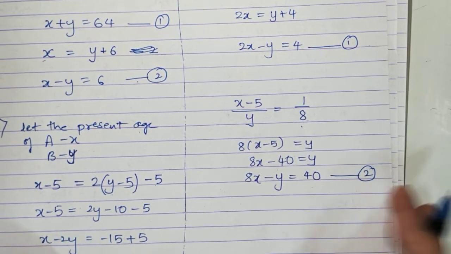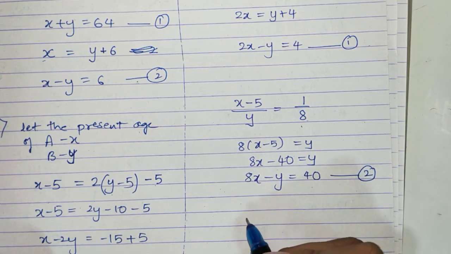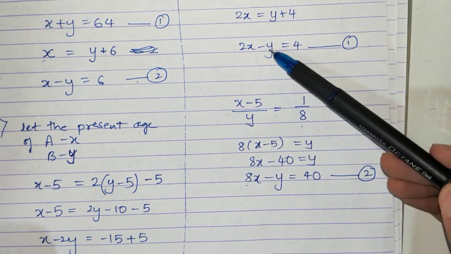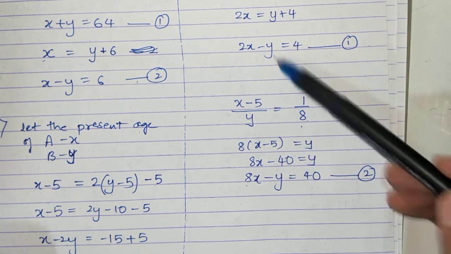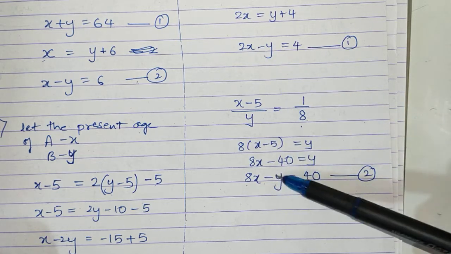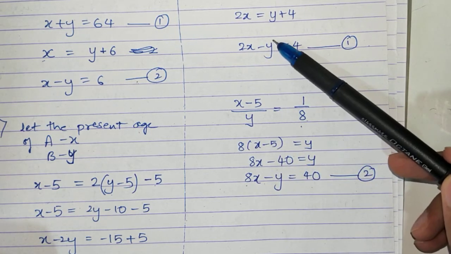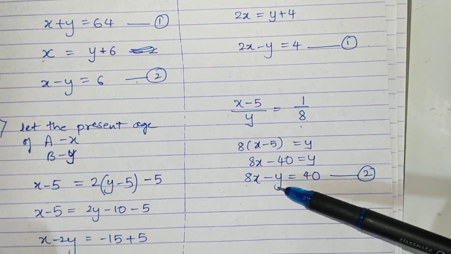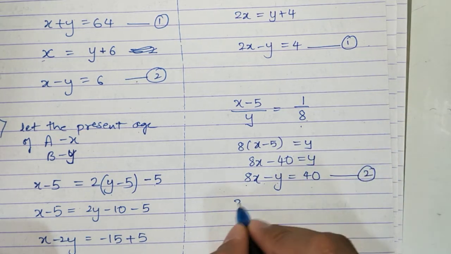Now how to solve these equations? Add or subtract them. First let's see the coefficients. This is 2, this is 8. Y, y. So the coefficients of y are both the same, and signs are also the same, minus, minus. So if the signs are the same, we must subtract them. Okay, so I'll copy the two equations.